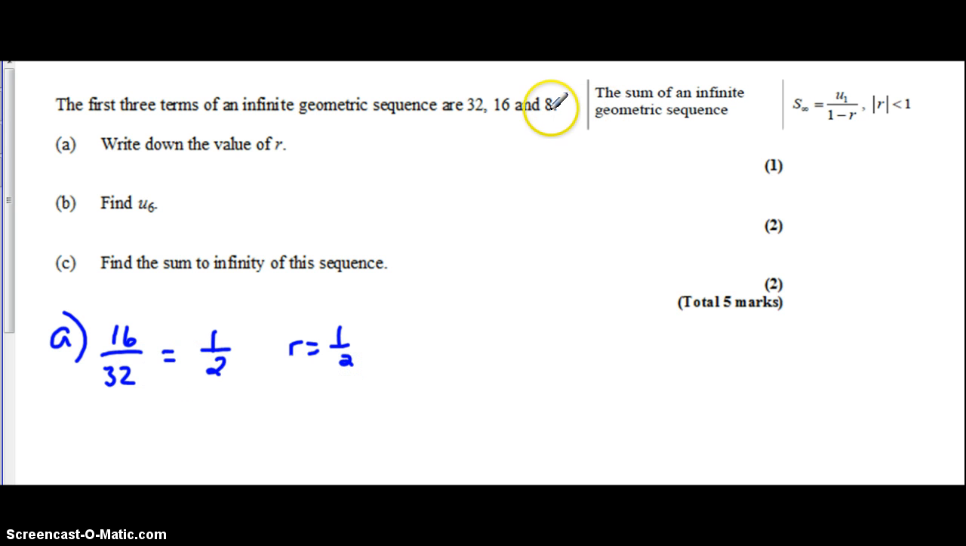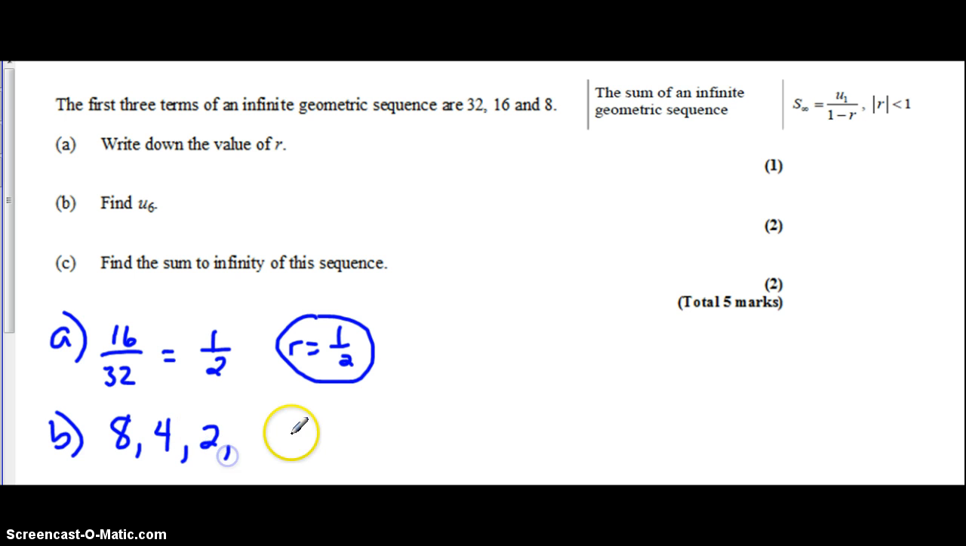It should work for each one. So we could also have taken the third term and divided by the second term. Either way, we're going to get r to be 1/2. Now we want to find the 6th term. You could count it out if you want, and that might be the fastest here. We know the 4th term would be 4, and then the 5th term would be 2, and the 6th term would be 1. So that might be the fastest.